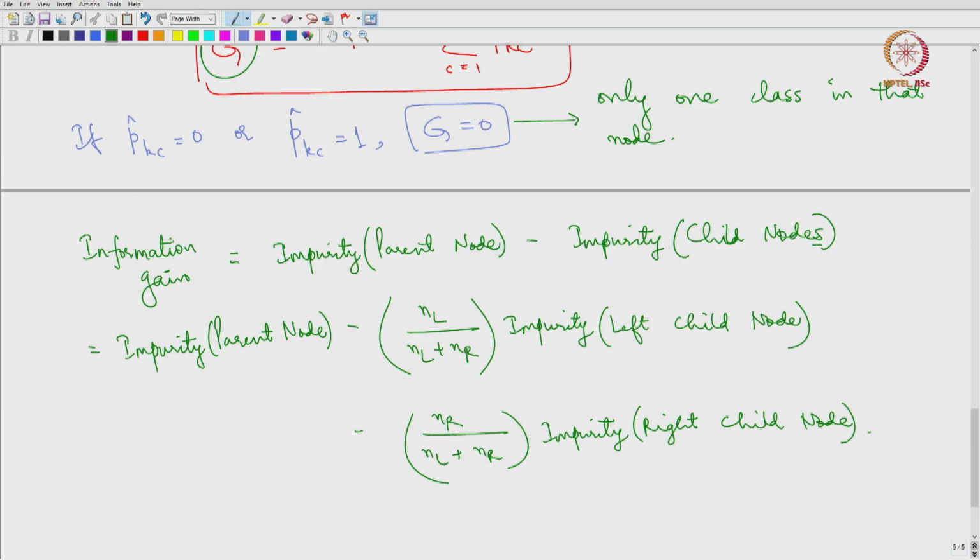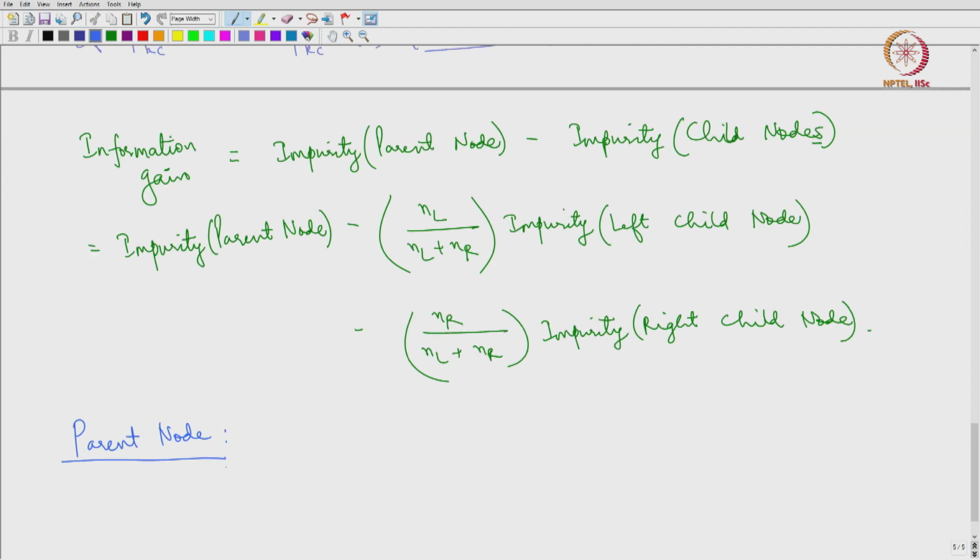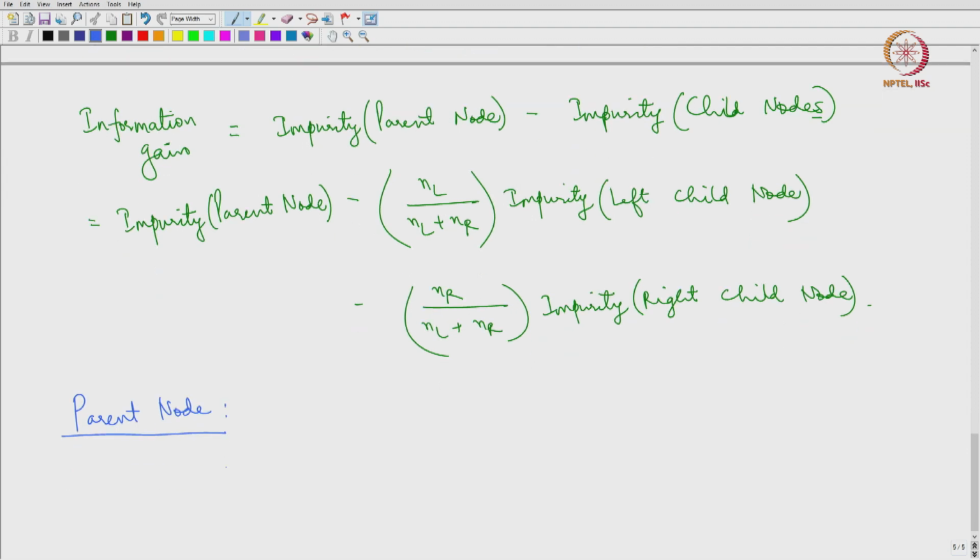How will this happen in our case? For our case we have to find the impurity of the parent node. So let us take the parent node and look at its impurity. We want to find the G of the parent node, which is essentially 1 minus the sum over c equal to 1 to D of p hat k c squared.